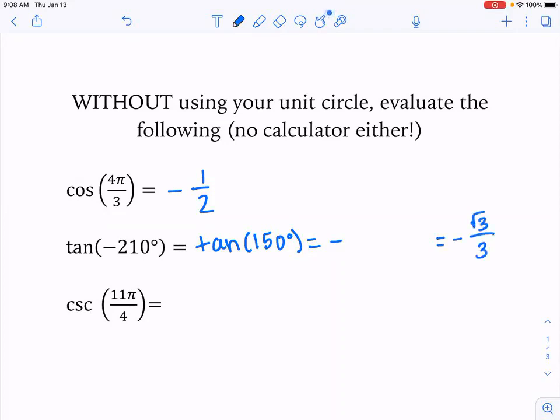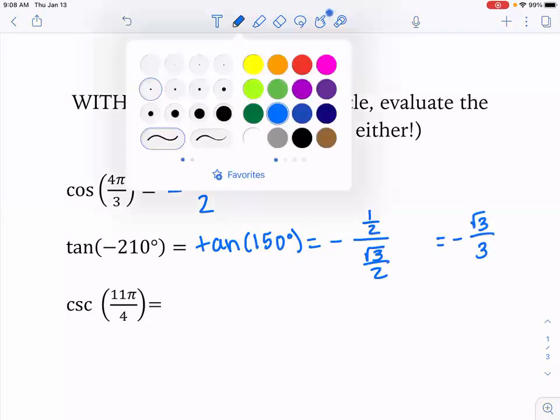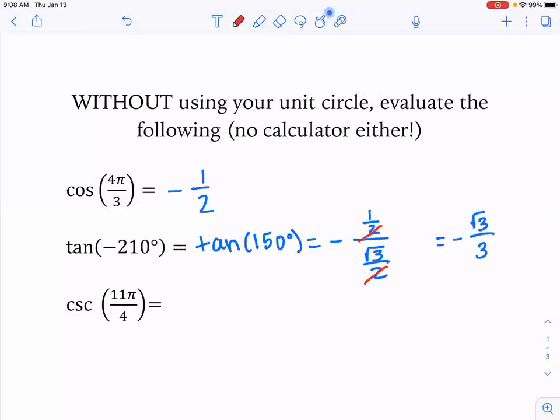Some of us don't have that stuck in our brain, and that's okay. But we know we need to take y divided by x, and the 2's cancel, and we're left with 1 over radical 3, which has to reduce to negative radical 3 over 3. Because it's 1 divided by radical 3, then we have to rationalize.